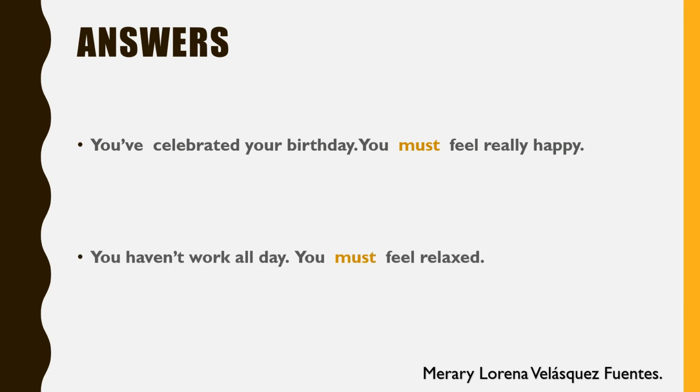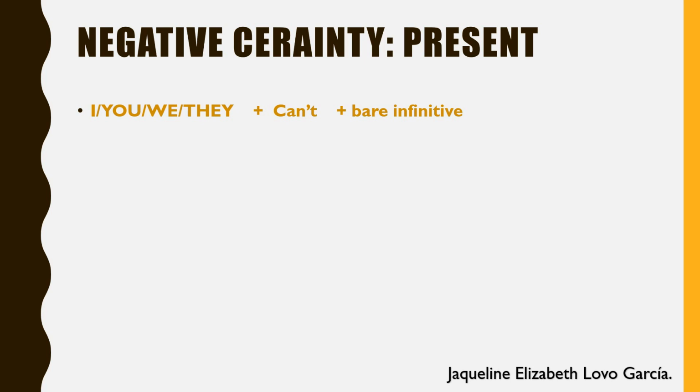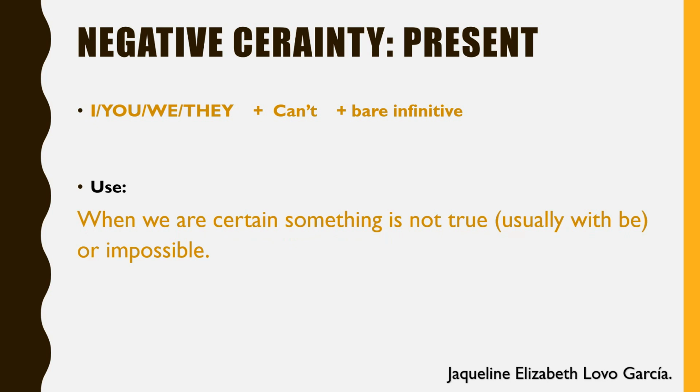You must feel relaxed. Hello, continue with the last part of the topic, can't in negative certainty, present. When we want to express negative certainty, use that structure. The subject I, you, he, she, we, they, plus can't, plus base infinitive. Can't is often used when we think that something is impossible at the present moment or is not true.